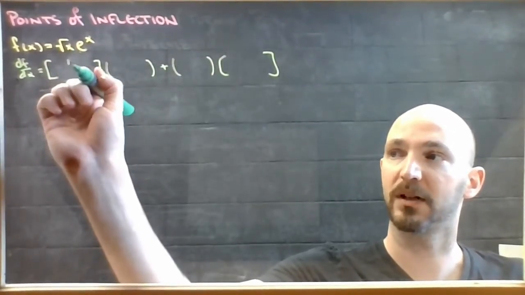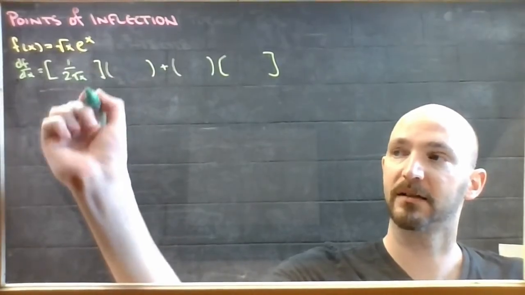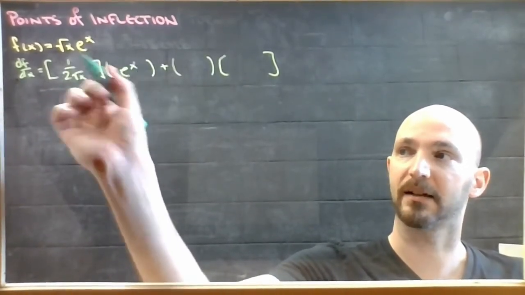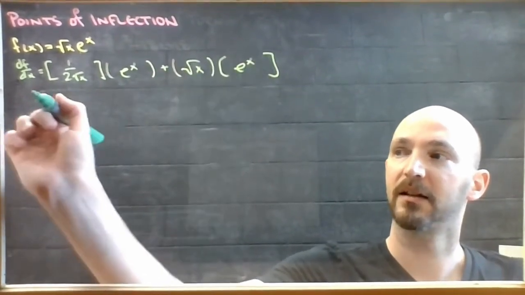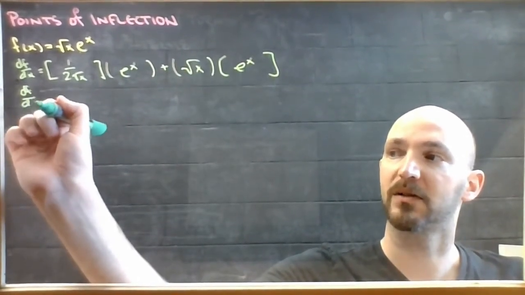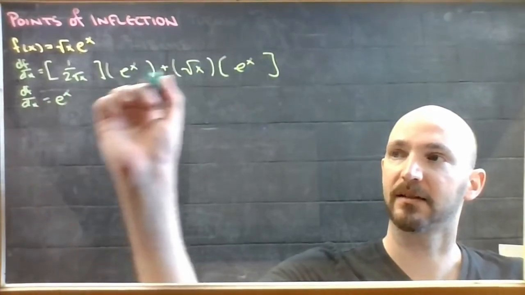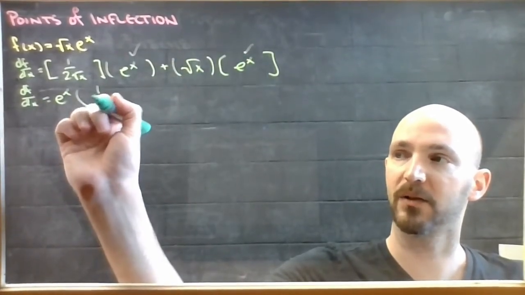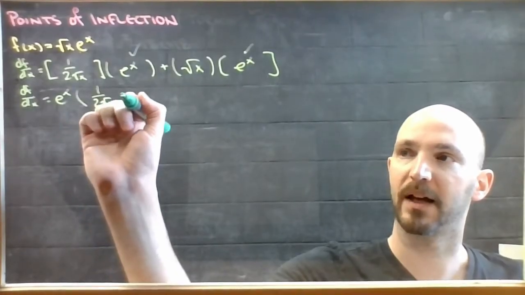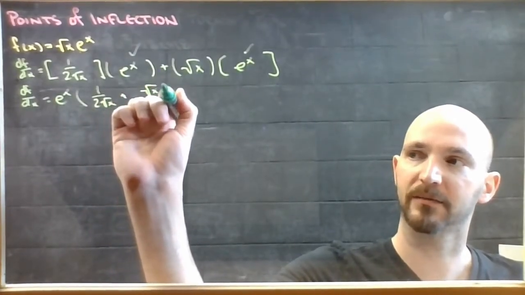This will be 1 over 2 root x. That is e to the x. This is root x. This is e to the x. So factoring out my e to the x's, that's this taken care of and this taken care of, I'm left with 1 over 2 root x plus root x.